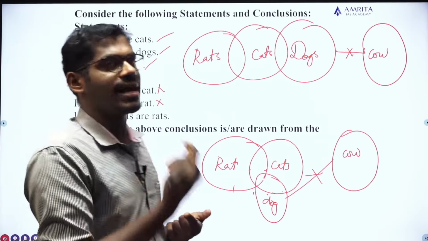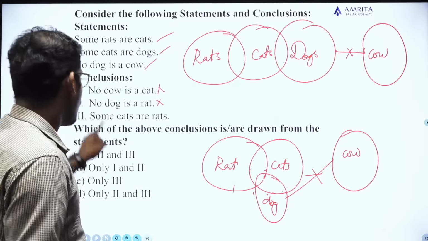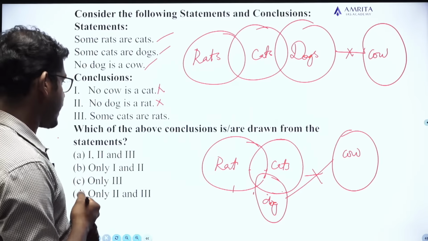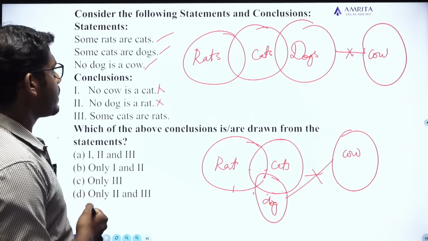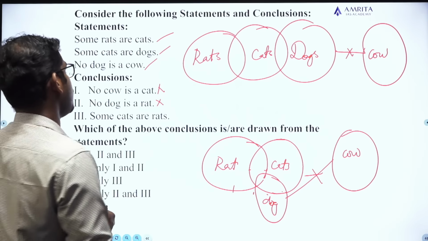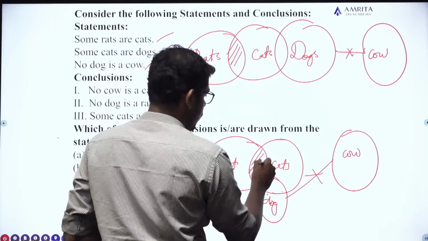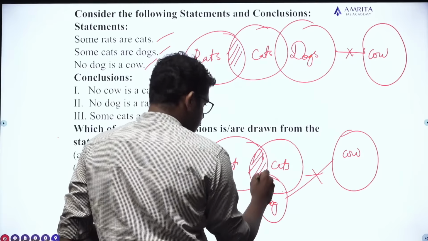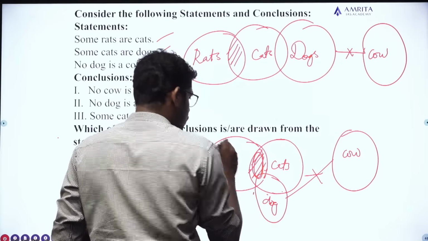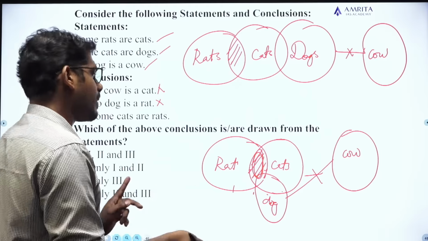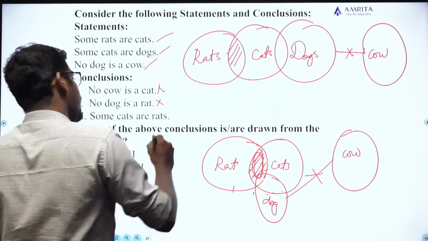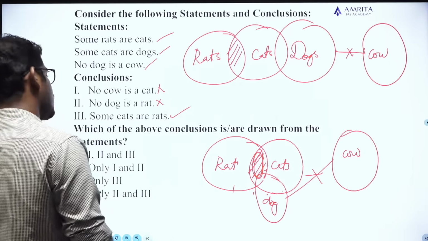So we tried to negate that statement. Clear? Okay, third one. Some cats are rats. Is it possible? Yes, in this possible diagram, some cats means this area, and this area also belongs to rats. So some cats are rats is a possibility. It's possible. So the third statement is correct.